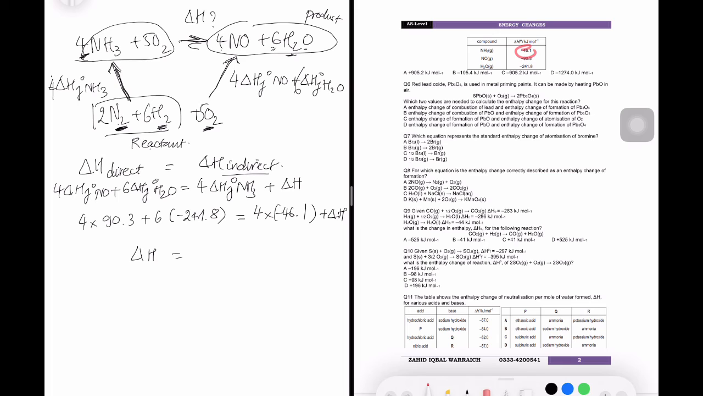So 4 times 90.3 will give you 361.2, minus 6 times 241.8, which is 1450.8, equals 4 times 46.1, so that would be minus 184.4, plus delta H. So your delta H will equal 361.2 minus 1450.8 plus 184.4. Okay, so this number and this number here is roughly around 500, minus 1450, so that would be roughly about minus 900 something. So the correct answer must be C.